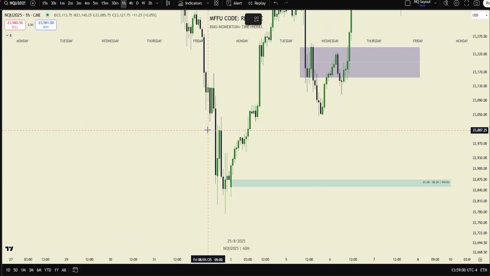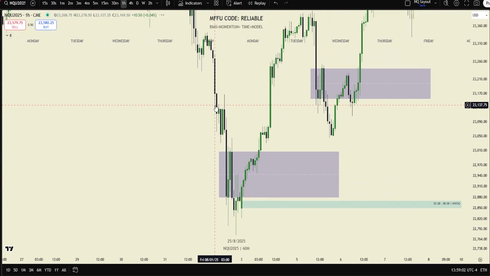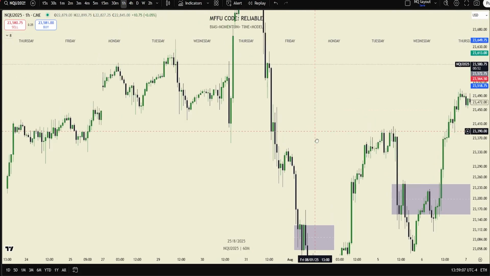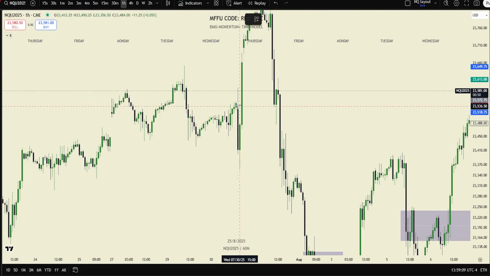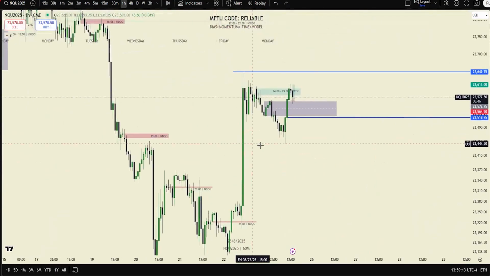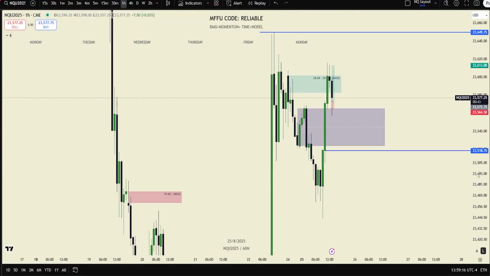Here's another good order block to the downside that gets turned into a breaker. Same thing here, another good bearish order block. Here's a good bullish order block here. So on and so forth.